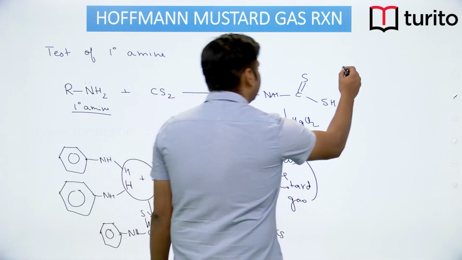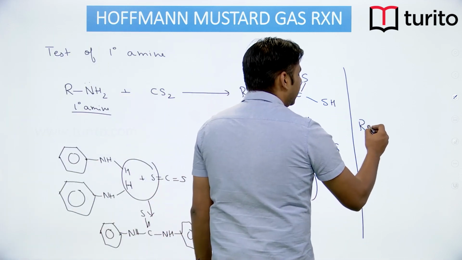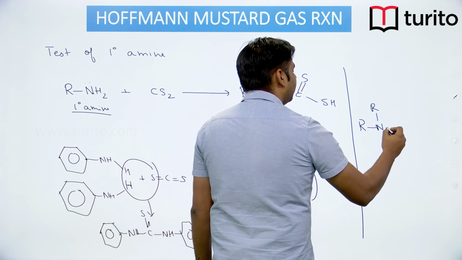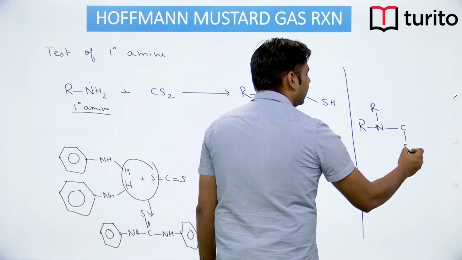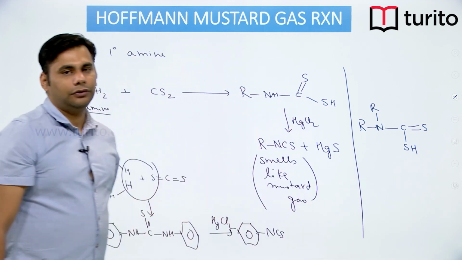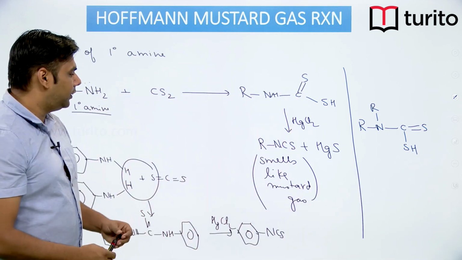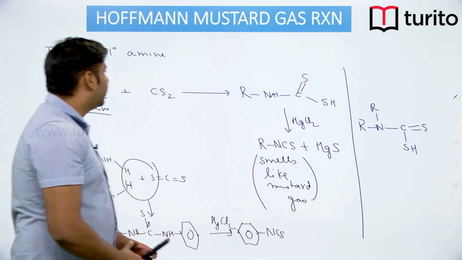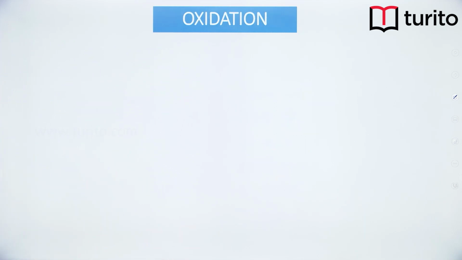If you react this with a 2-degree amine, a 2-degree amine will form something like this, okay. It does not have a hydrogen attached to nitrogen, so it cannot form a mustard gas. So this again is a test for 1-degree amine.